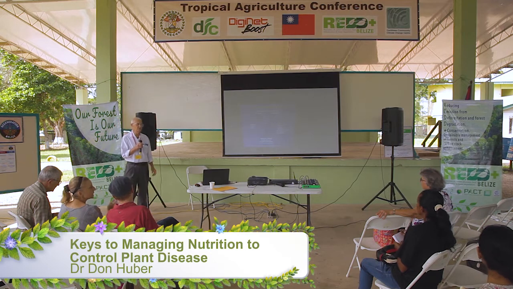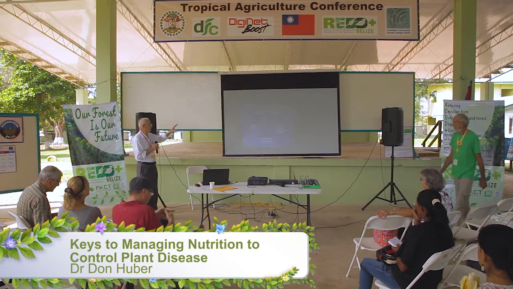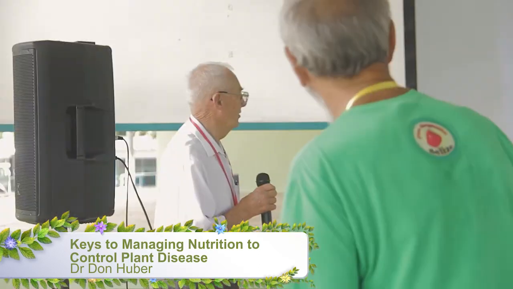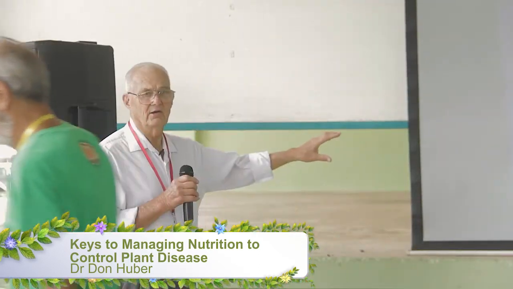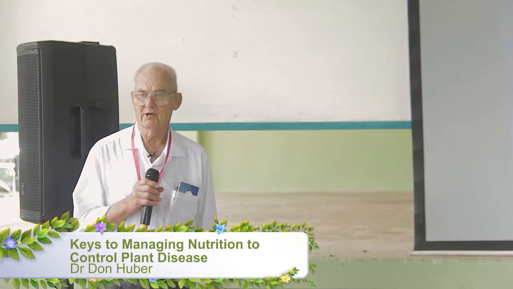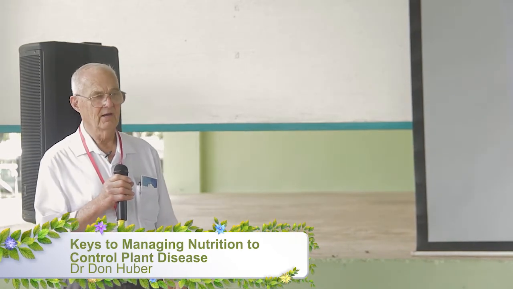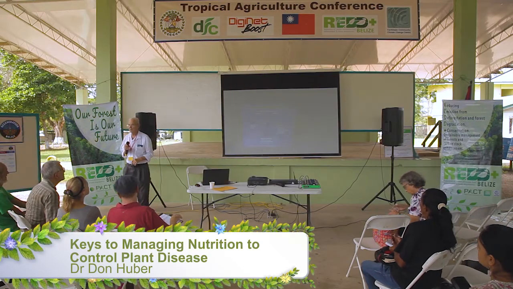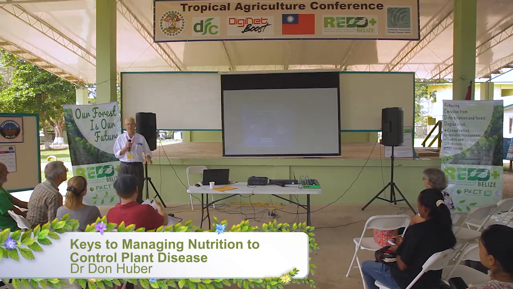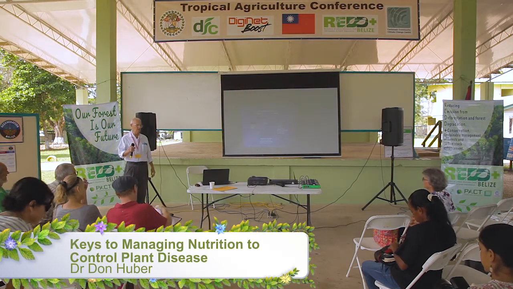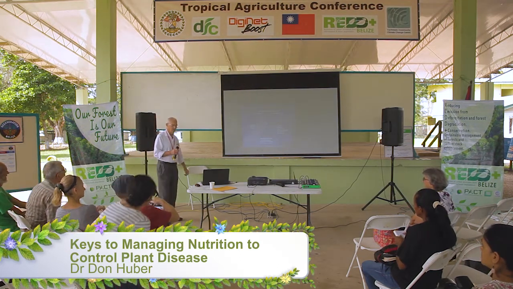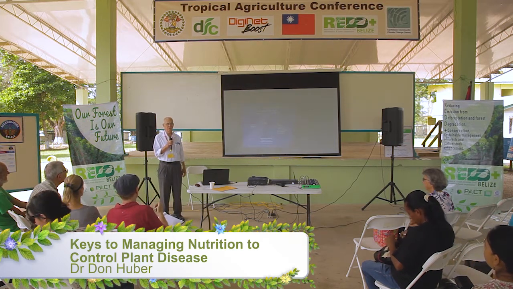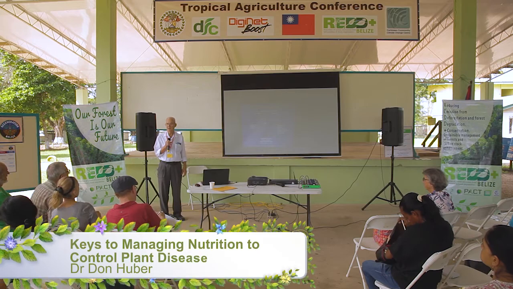That ecology consists of the plant, of the abiotic or the physical environment over on your right, and then a very dynamic biological environment in the soil. And not just in the soil, but there's also a very dynamic biological environment on leaf surfaces and on the plant.